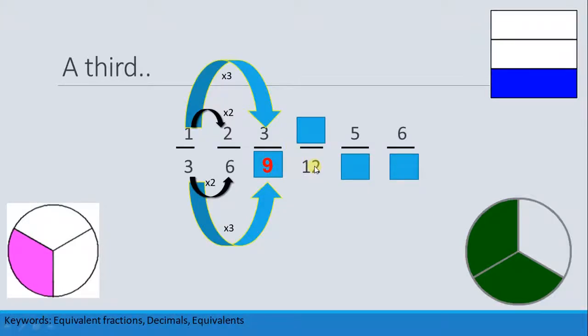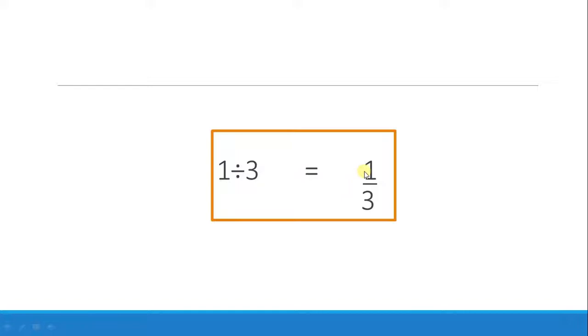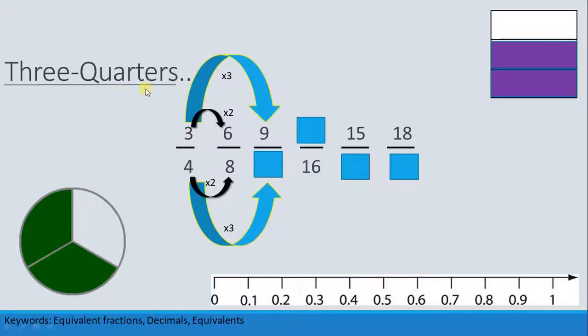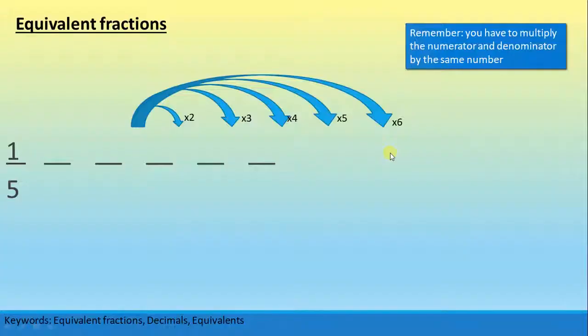And then we multiply by 4, so 4 with 3 multiplied by 3 is 12, 4 multiplied by 1 is 4. 5 multiplied by 1 is 5, 5 multiplied by 3 is 15. 6 multiplied by 1 is 6, 6 multiplied by 3 is 18, and so on and so on. So 1 divided by 3 is actually 1/3. 3/4 can be, you can find equivalent fractions for this as well. You just have to multiply with the same number, 2, and then multiply by 3, multiply by 4, multiply by 5, and multiply by 6.